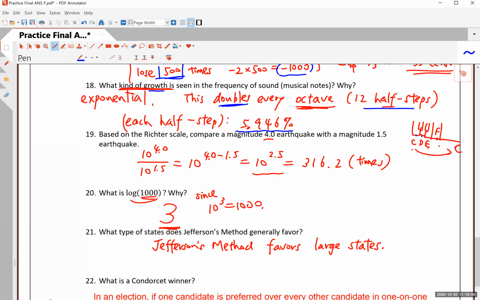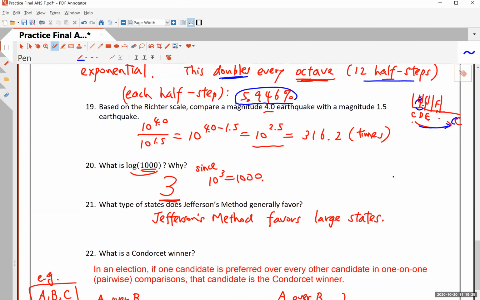Every time you go to the next half step up, from C to C sharp or C sharp to D or something, the frequency increases by about 5.946%. And that way, every time you go up an octave, the frequency doubles. Okay, this is that number that controls all of these piano keys.